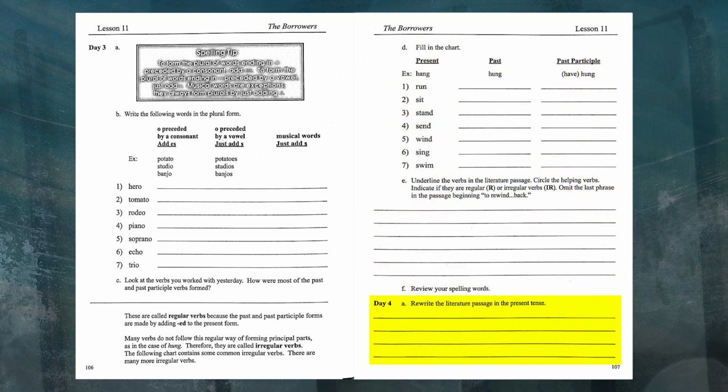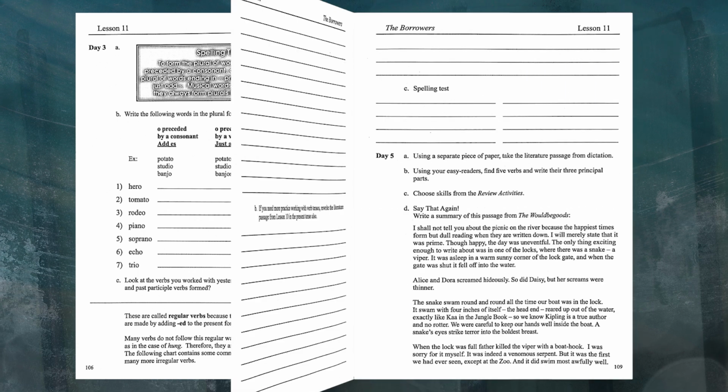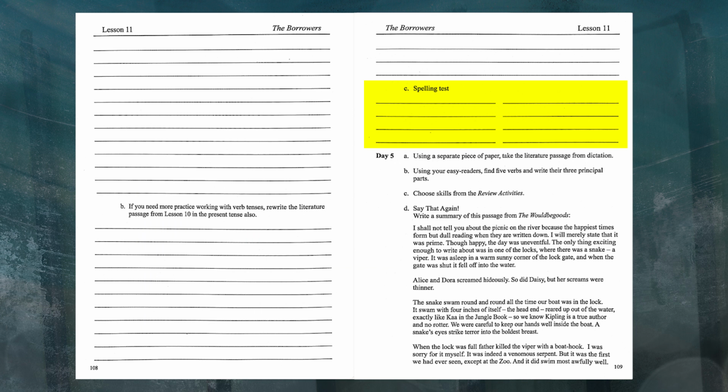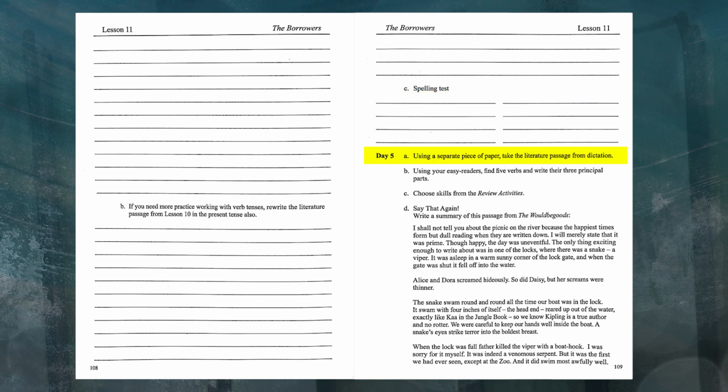Thursday, rewrite the passage in the present tense. There's space in your workbook for this. If you need more practice, rewrite the passage from lesson 10 this way as well. Take your written spelling test. Friday, write the passage from dictation on a separate sheet of paper.